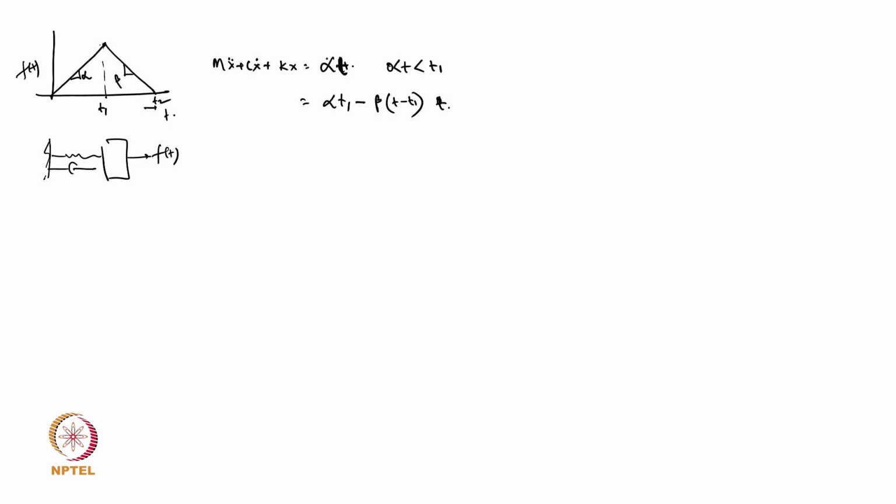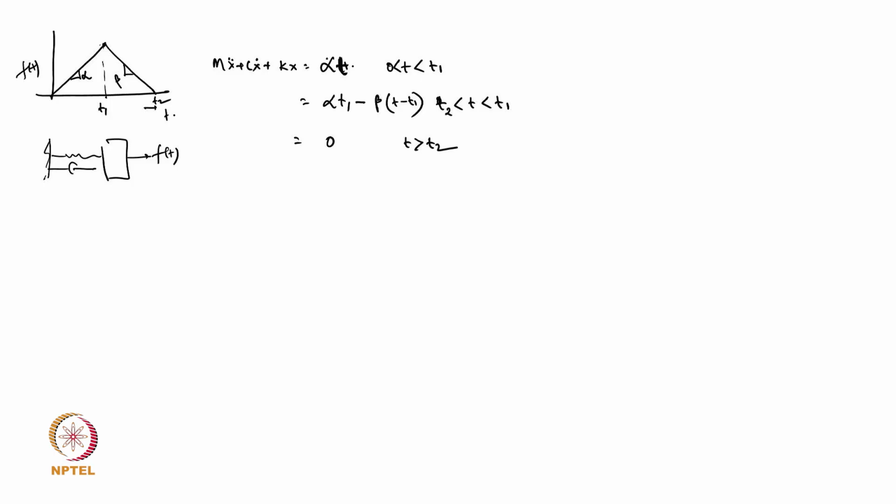So that will be for t1 less than t less than t2. That defines the way it is decreasing. And after that maybe there is no force, so we can say for t greater than t2, the force becomes 0.